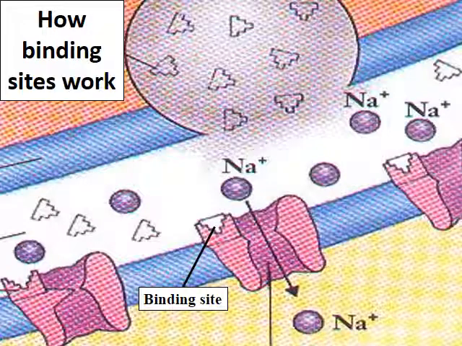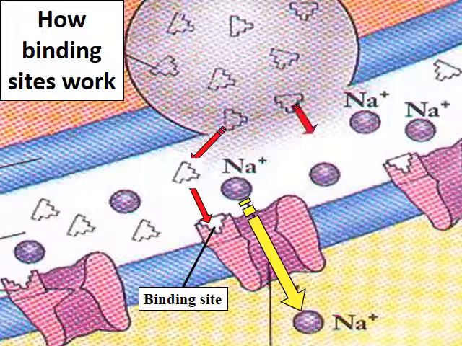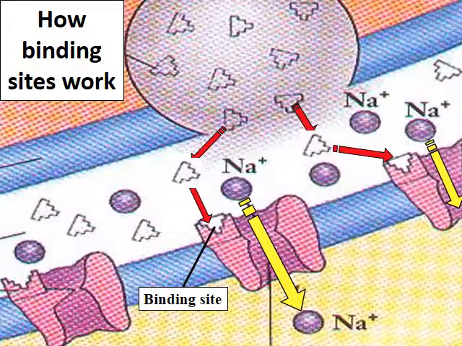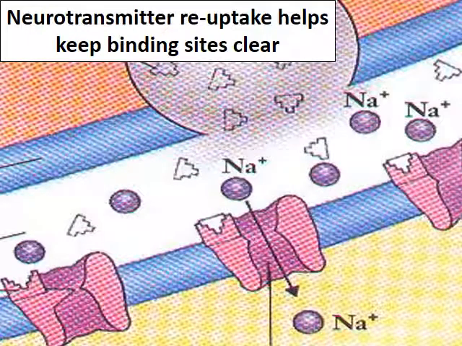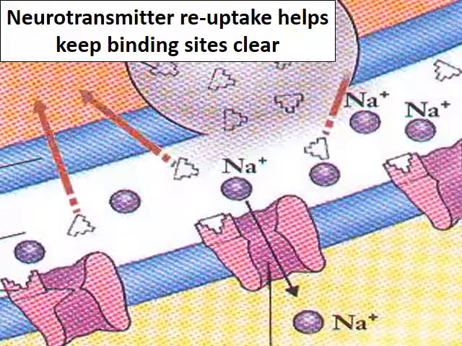How binding sites work, how they work with each other, what facilitates the binding, and so on. Neurotransmitter reuptake helps keep binding sites clear.